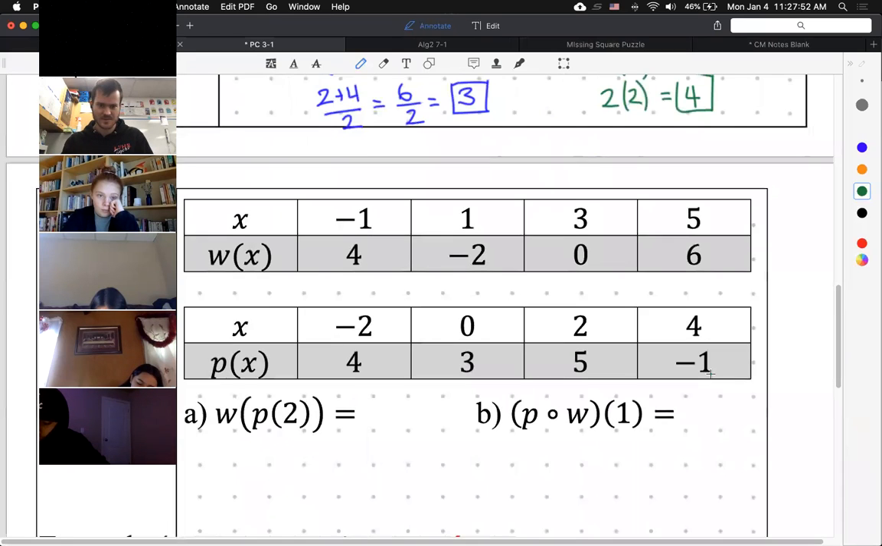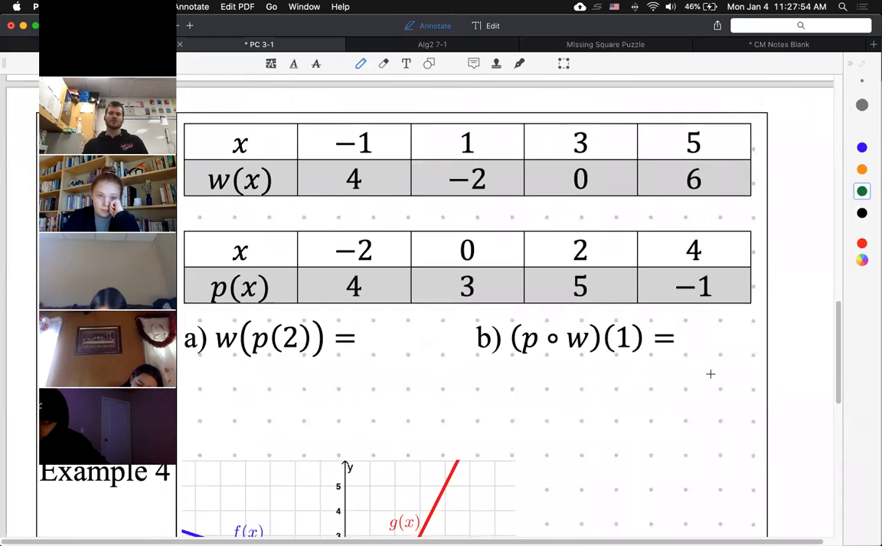To example number 3, you can see that I have a table here. Notice that all of my inputs are X. So I have an input of -1, an input of 1, an input of 3, and an input of 5. With each of those inputs, I have a corresponding output. If I plug in -1, I get out a 4 for the W function. Similarly, for the P function, if I input a 0, I get out a 3. So you can see input and output. They all have some input, and the output depends on if you're W or if you're P.